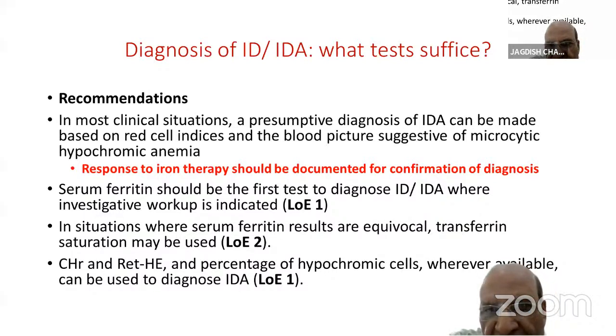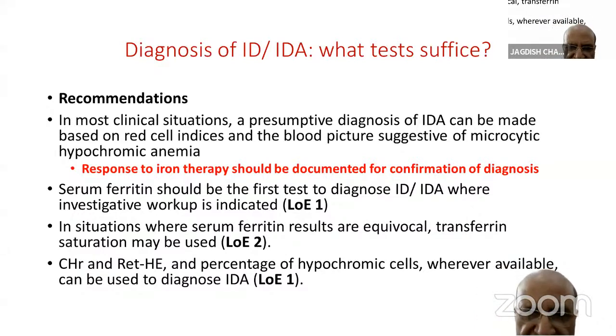The serum ferritin has to be the first investigation if the investigative workup is required. Wherever ferritin levels are equivocal, transferrin saturation is used. And then CHR and RET-HE, these are the reticulocyte hemoglobin indices, and percentage of hypochromic cells, wherever available, can be used to diagnose iron deficiency anemia.